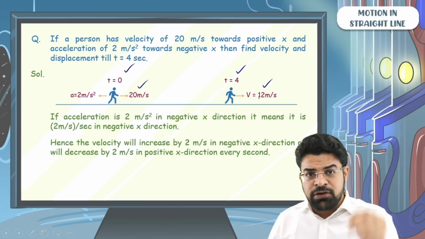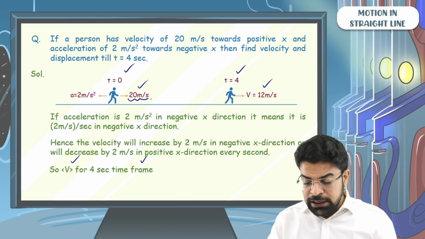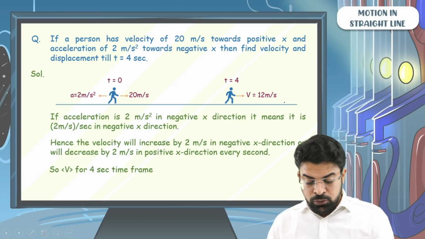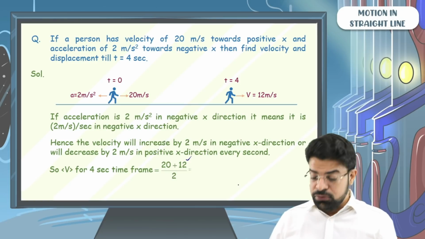So the average velocity for this 4-second time frame will be equal to (20 plus 12) by 2. And (20 plus 12) by 2 is 32 by 2, and 32 by 2 is 16 meter per second.